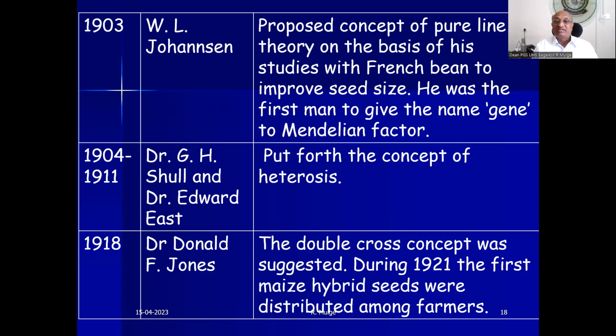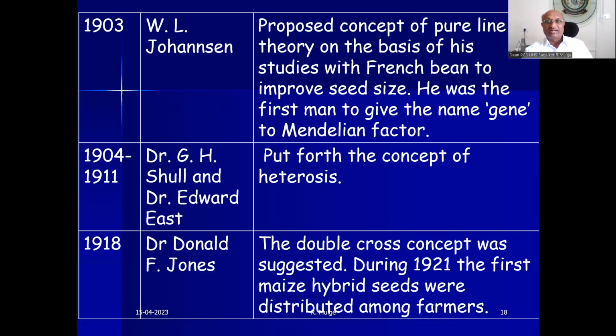The first maize hybrid seeds were given to the farmers. So practically, not just in the experimental fields, it was distributed among the farmers. That's very important. So what is that double cross hybrid? The hybrids, heterosis is there. Heterosis is there, but why this double cross concept?